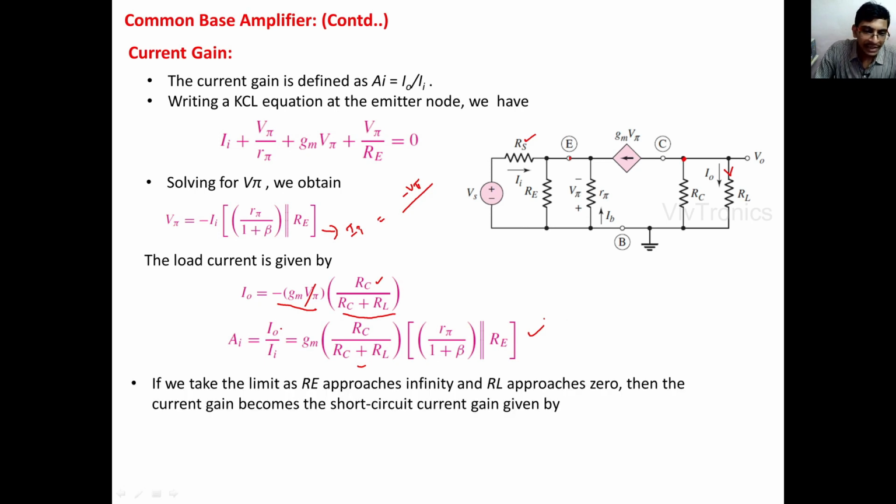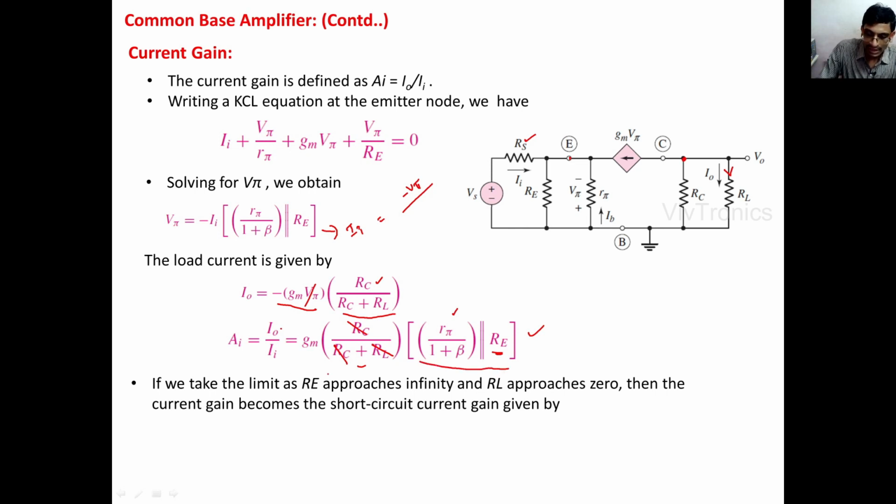And we are assuming that Re is approaching infinity and RL is approaching 0. Here we can assume that RL is approaching 0. Therefore, RL can be neglected, and this Rc will get cancelled. Re is approaching infinity. Therefore, Re, which is infinity, in parallel with any resistance will be equal to that resistance only.